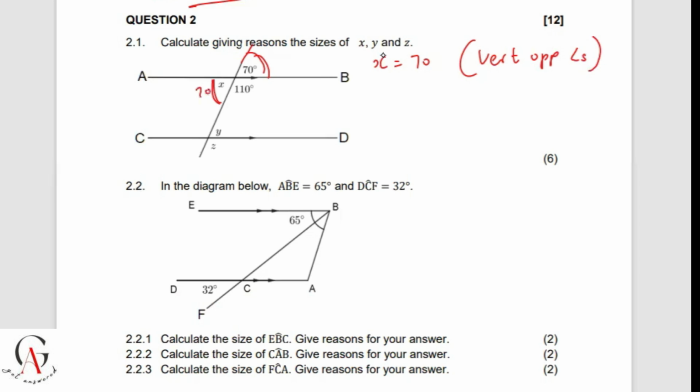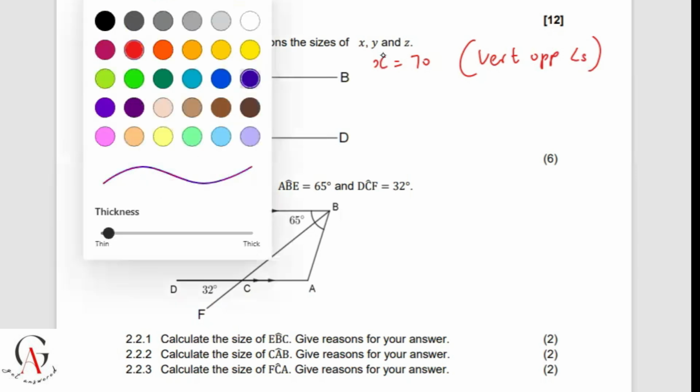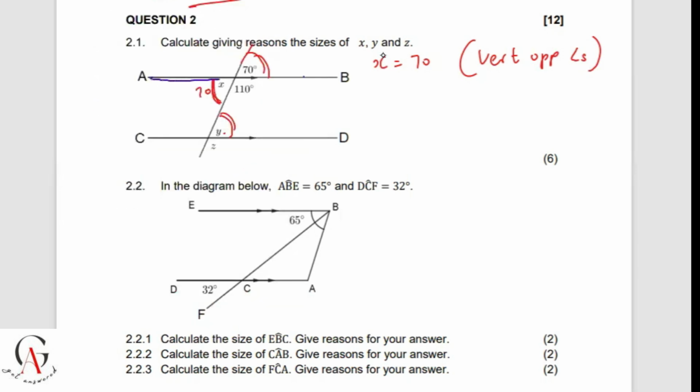Okay. Then we can see that Y is a 70 also. We can use the alternate, or we can use the corresponding. Remember, alternate is when you look at the Z. So this must be the same as that. So we can say Y is a 70. Tell us those are alternate angles because AB is parallel to CD. This part is a must, guys. You leave it out, it's as good as you not giving a reason.